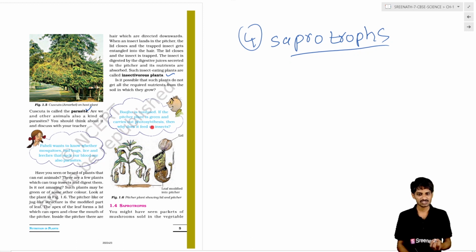Next one is the insectivorous plants, which trap insects and absorb the nutrients from those insects. Basically, they also have green leaves, so they prepare some food using photosynthesis. That is the third topic.